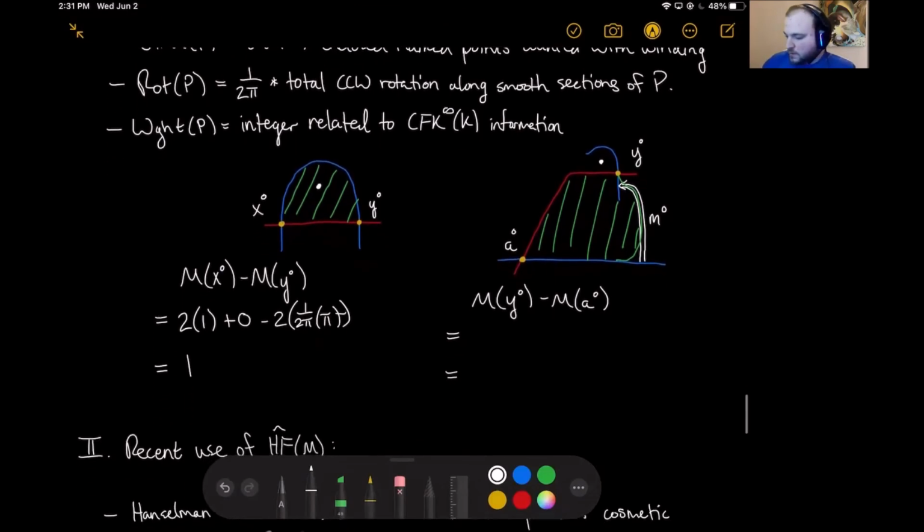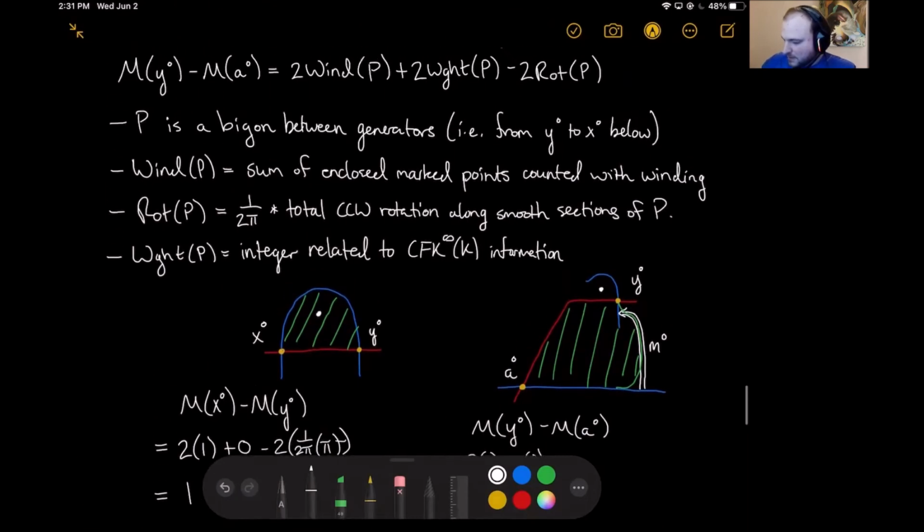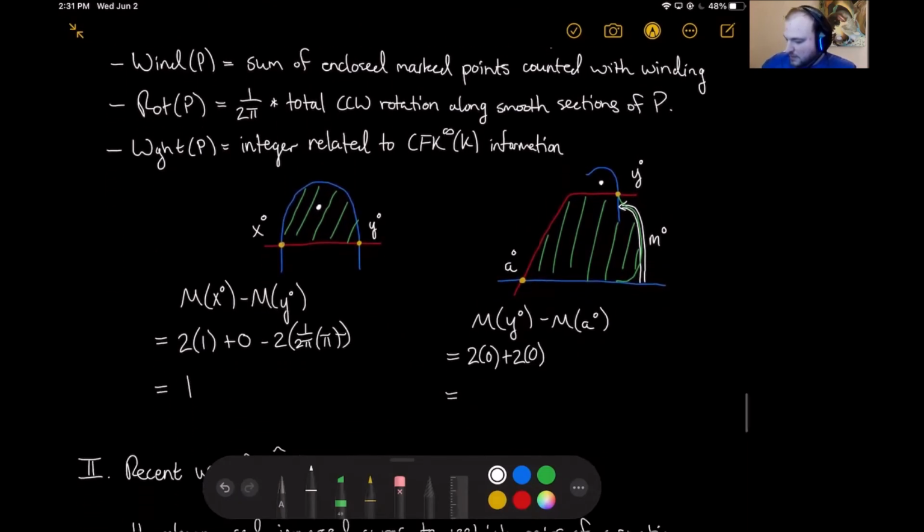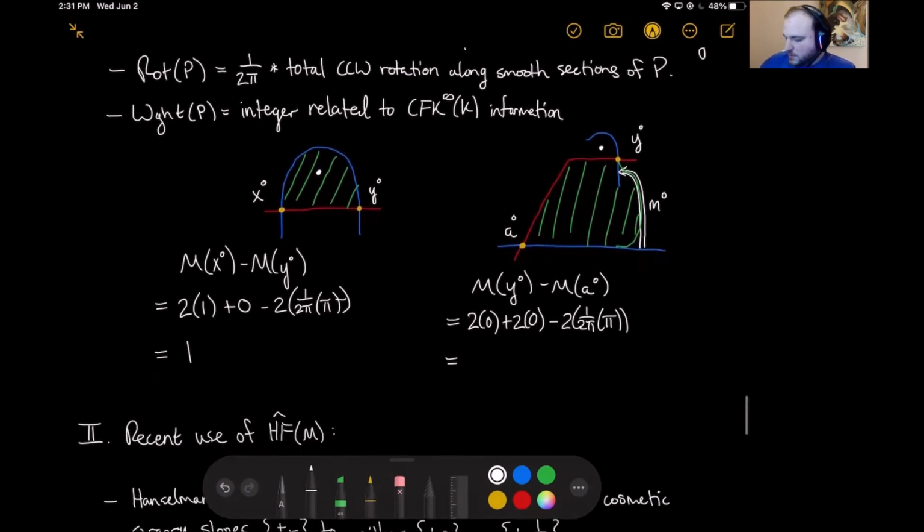And we can look over here on the right, there's no base point enclosed. There is a grading arrow to traverse. However, this one actually just has weight 0 anyway. And then the contribution from rotation, you will notice here that there is also pi worth of counterclockwise rotation. So here the grading difference that we get is minus 1.